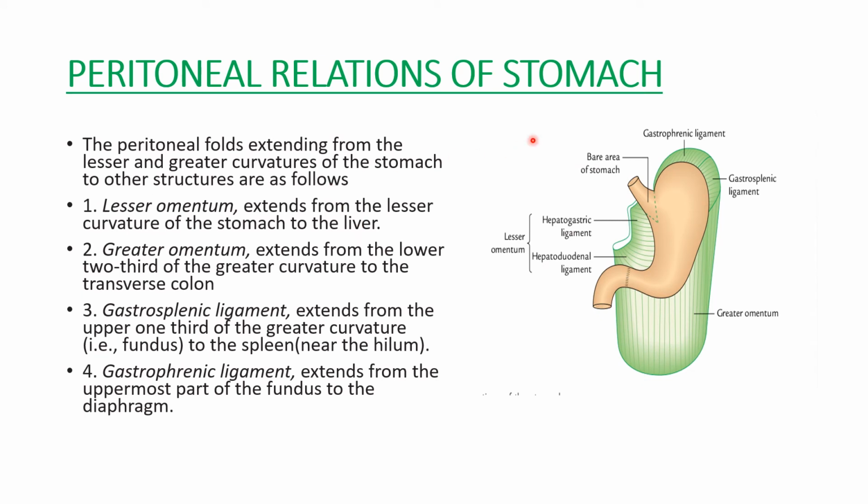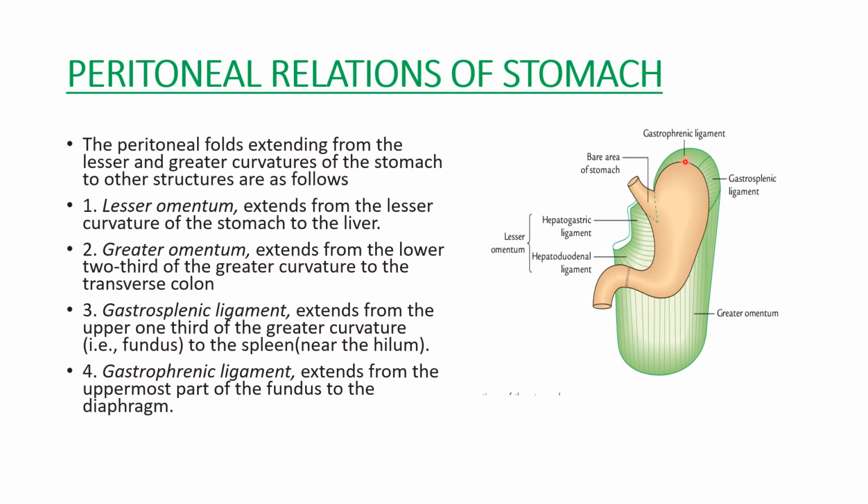The peritoneal relations of the stomach. The stomach is an intraperitoneal organ, and it is covered by the peritoneum except where the blood vessels run along its curvatures, and the bare area of the stomach where it is related to the left crus of the diaphragm. There are peritoneal folds that extend from the lesser curvature and the greater curvature, and they are as follows.